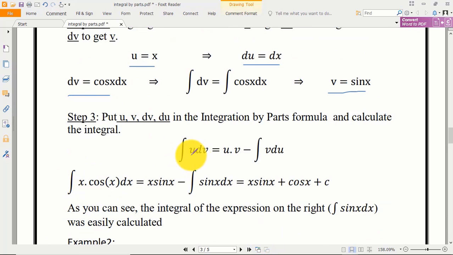The integral of u dv is equal to the integral of x cosine x dx, and here we have u times v, where u is x and v is sine x, minus the integral of v du. Here we have v and du, so we have the integral of sine x dx. As you know, the integral of sine x dx is negative cosine x, and with the minus sign in front, that becomes positive cosine x. So the integral of x cosine x dx is equal to x sine x plus cosine x plus c. You see, I told you that the right-hand side integral became simpler than what was on the left-hand side.